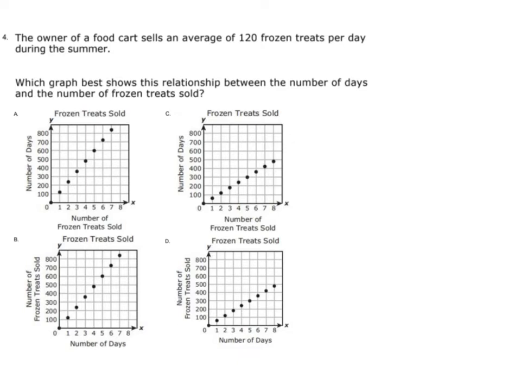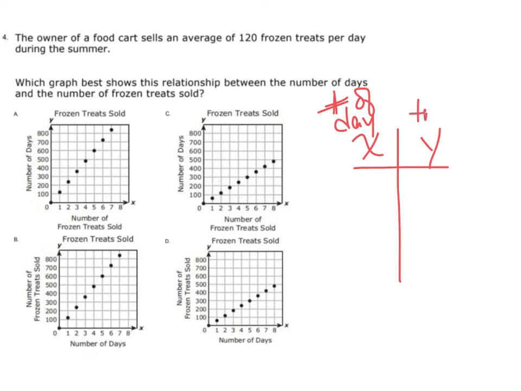So I'm going to go ahead and draw, like I always do, I draw a table. You have X and you have Y. So the X, if you notice, it says per day. So this is going to be the number of days. And then the frozen treats, it's going to be Y. So the number, depending on how many days go through, that's how many treats you sell. So the Y depends on X, or the number of treats depends on how many days went through.